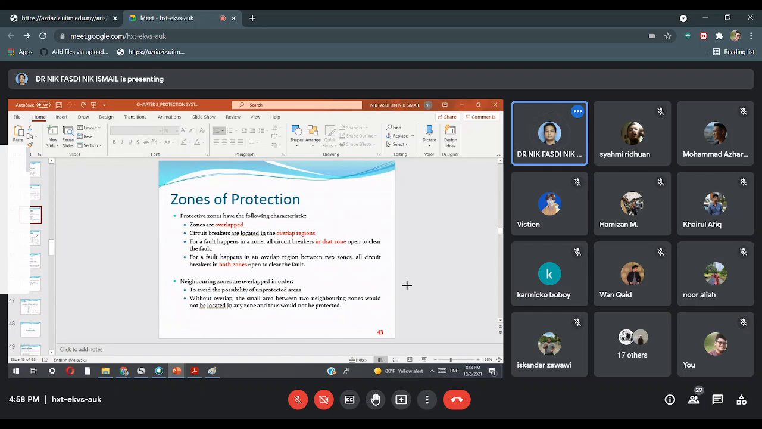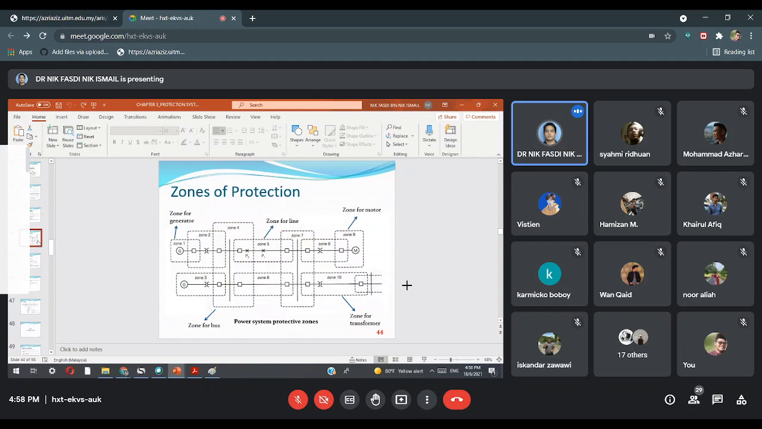Alright. Okay, neighboring zones overlap in order to avoid the possibility of areas being unprotected. Kadang-kadang kenapa ada overlap? Because kita tak nak ada area yang tak di cover ataupun tak protected. You kena faham power system network ni satu sistem yang besar. You tengok ini memanglah small scale of network, tapi kalau tengok dalam sistem grid Malaysia pun dia ada many hundreds of buses.